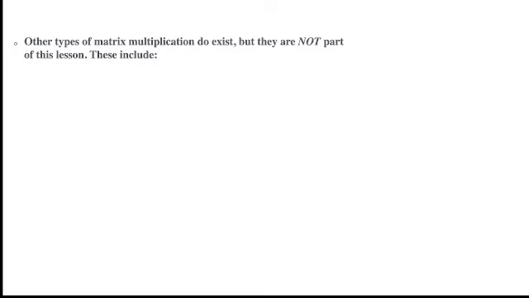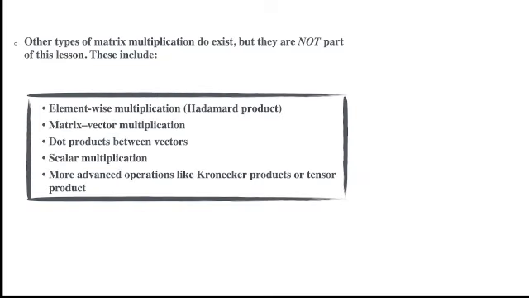Other types of matrix multiplication exist, but they are not part of this lesson. These include element-wise multiplication, matrix vector multiplication, dot products between vectors, scalar multiplication, and more advanced operations like Kronecker products or tensor multiplications. However, we won't go into those here. Our goal today is simply to understand one type of matrix multiplication, the standard row by column multiplication you learn in algebra.